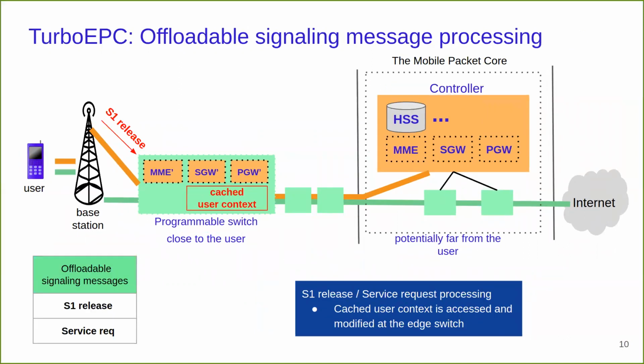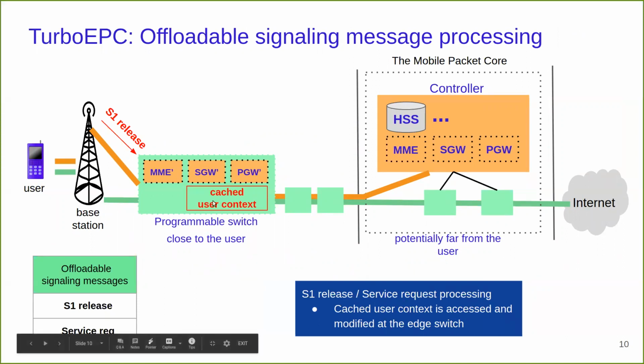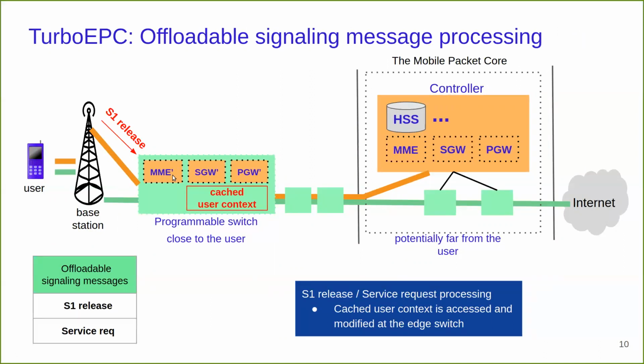We have classified service request and S1 release as offloadable messages. S1 release message is processed at the edge switch, and the user context is updated at the switch to indicate that the user is idle. In the next few slides, I will talk about TurboEPC challenges and their respective solutions.